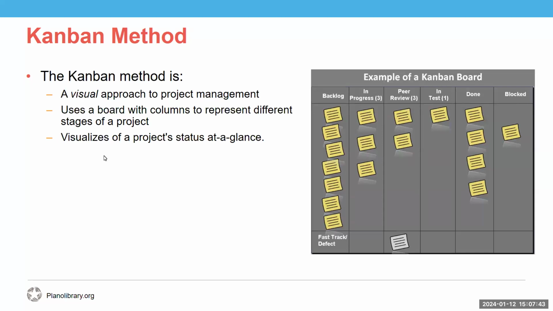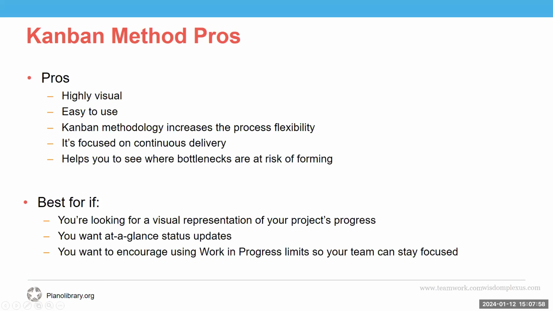And as you can see in the picture, there are these limiting numbers. So you can limit the amount of items that are in progress, the amount of items that have gone to peer review, and the amount of items that are in test, which leads into our pros, where it can help focus on continuous delivery and helps you see where bottlenecks are forming. So it's great given work in progress limits. These restrict the amount of tasks in play at any given time, meaning that you can only have a certain number of tasks in each column or on the board overall.